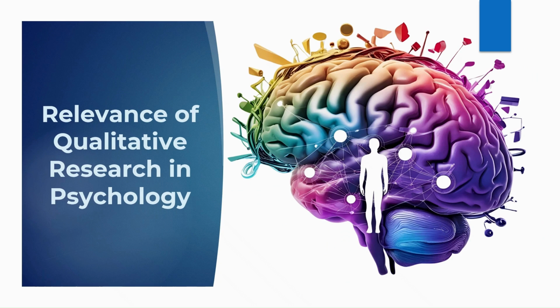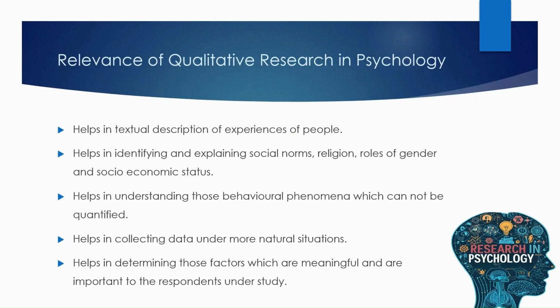Next, we have relevance of qualitative research in psychology. This means the importance of qualitative research in psychology. So, qualitative research helps in textual description of experiences of people, which means we are getting a huge amount of textual data about what the people experienced about a phenomenon. It helps in identifying and explaining social norms, religion, roles of gender, and socioeconomic status.